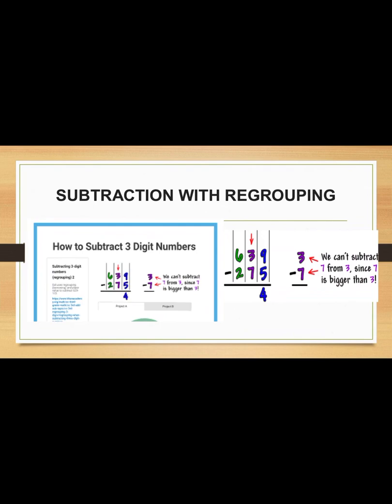So 1 can be taken from 6 and added here. So here 1 means 10. 10 has been taken. So 10, that is 13. Now 13 minus 7 is how much? It is 6. But I have already taken 1 from 6. So how much is left there? 5. So 5 minus 2 is 3. So the answer is 364.